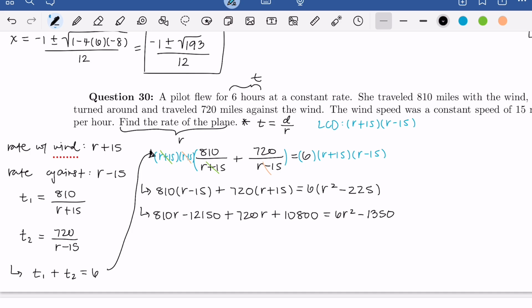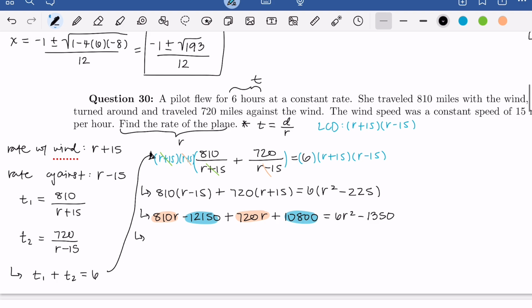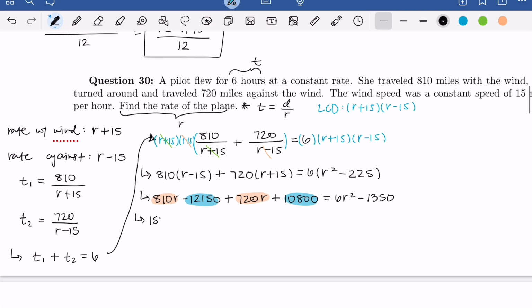All right, so now what we can do is combine like terms. We have an r term here and an r term here, and then we have our two constant terms here. So combining these, let's see, we're going to get this for our r term. Our constant term is going to be, we have this minus 1350 here, and then on the right-hand side we still have this.